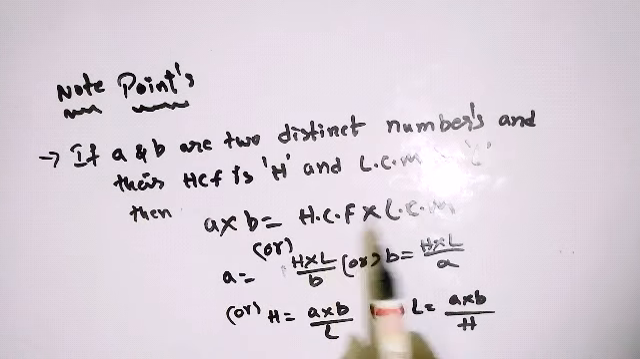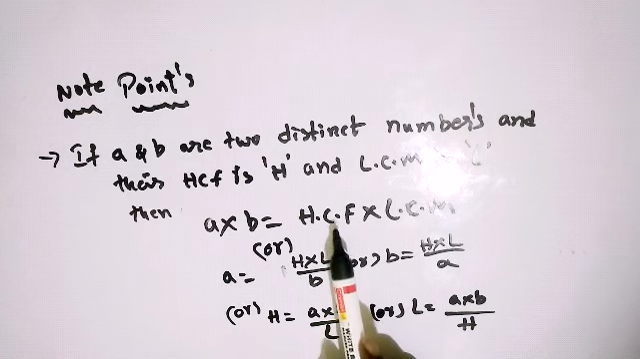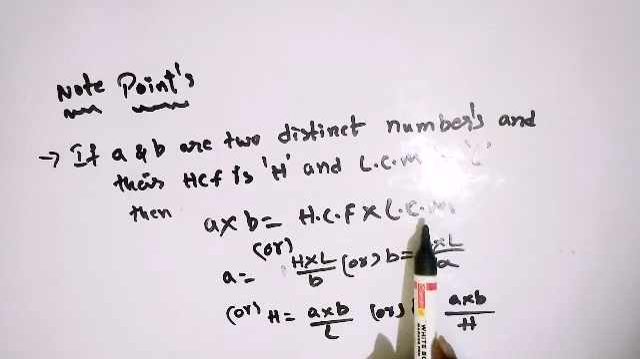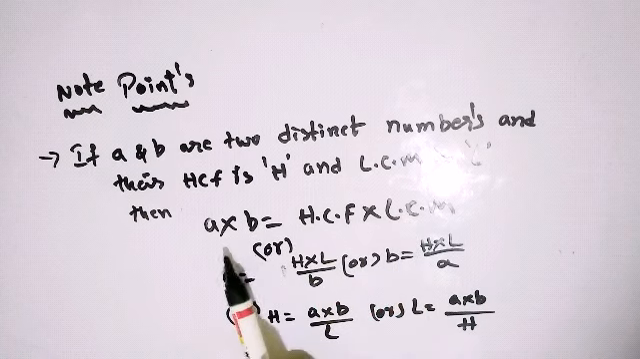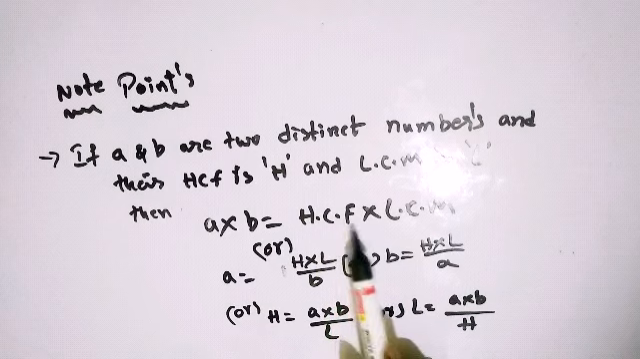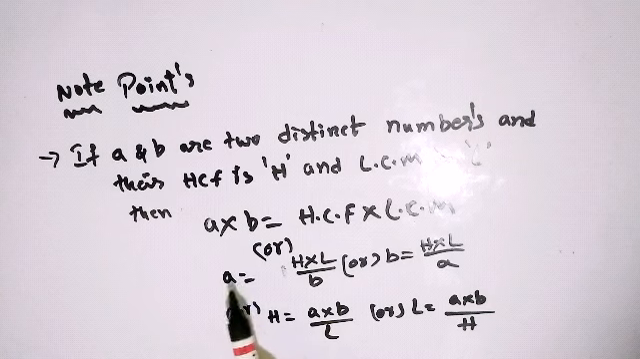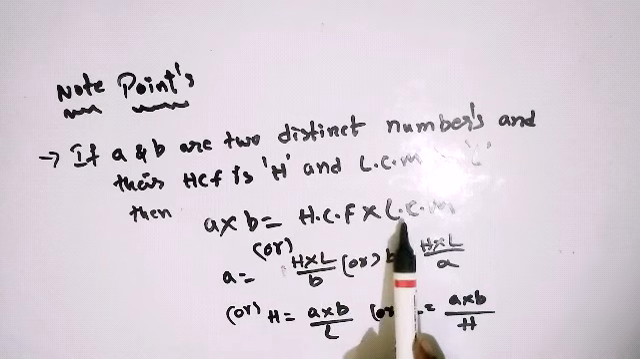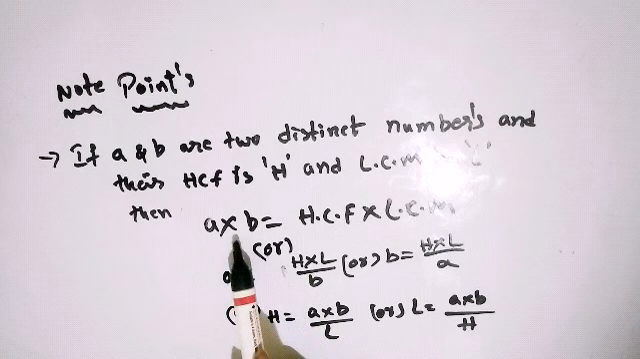So A and B are any two distinct numbers. Then the product of the two distinct numbers will satisfy the product of HCF into LCM. The product of two numbers is always equal to HCF into LCM, remember. Or else A is equal to HCF into LCM, that is H into L. If you transpose B to the right side, we get division by B, because it is multiplying. So A is equal to H into L by B.